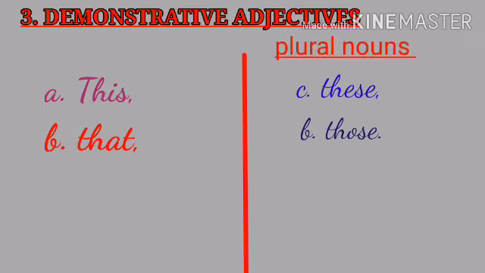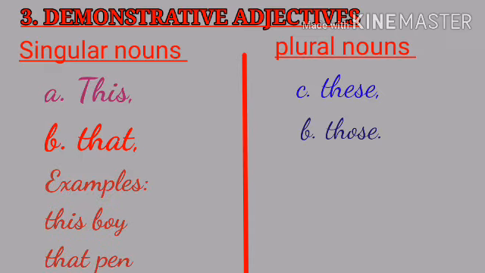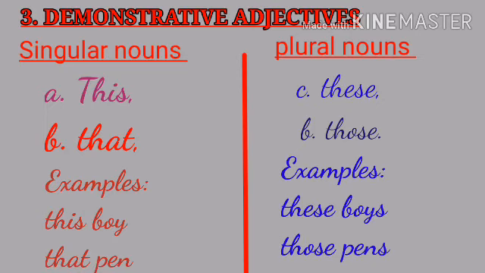This and that are used with singular nouns. For example, this boy, that pen, etc. Secondly, these and those are used with plural nouns. For example, these boys, those pens.